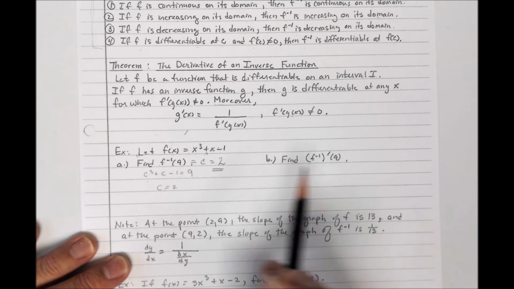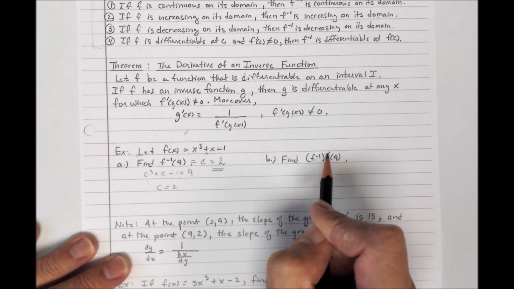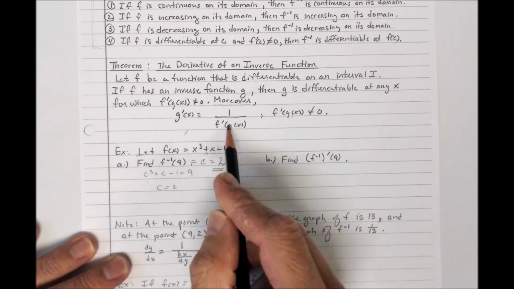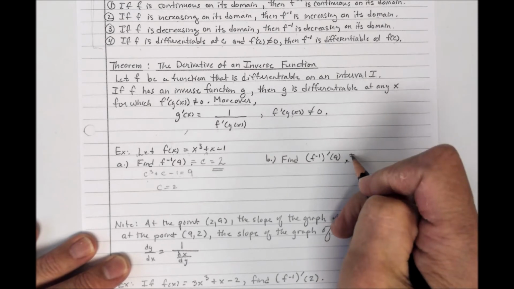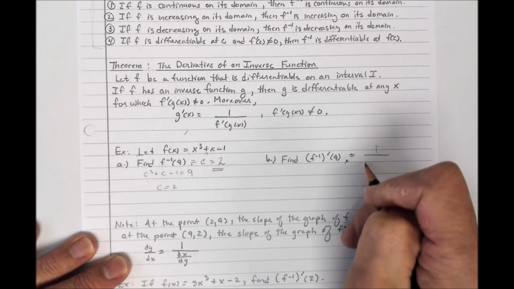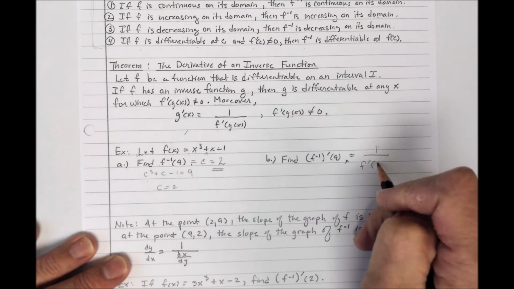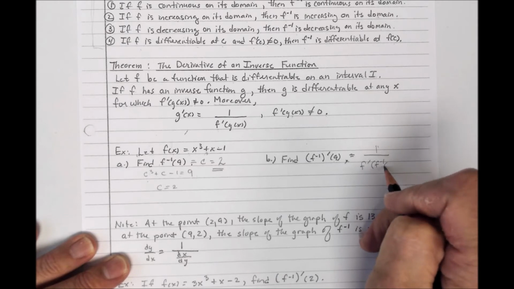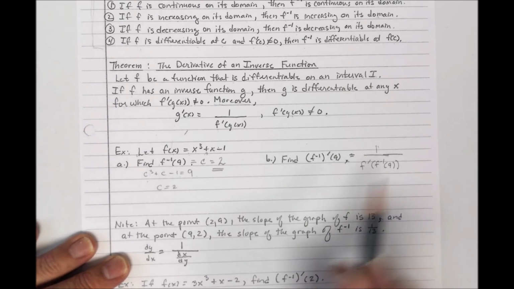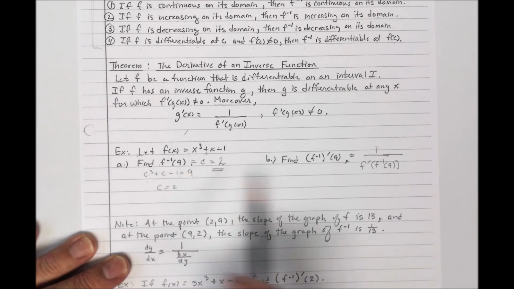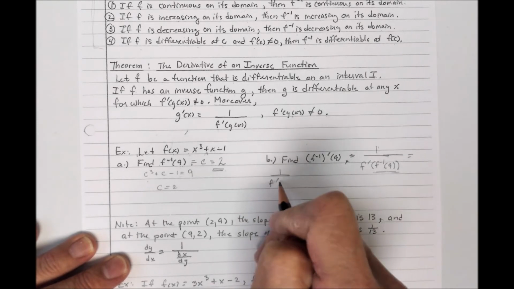Now, going to the theorem here, let's find f inverse prime of 9. Well, according to this, this is equal to 1 over f prime. Now remember, g is the inverse in the theorem here. So this would be f inverse of 9, as long as this doesn't equal 0. Well, just a minute ago I found that f inverse of 9 was 2. So now that gives me 1 over f prime of 2.